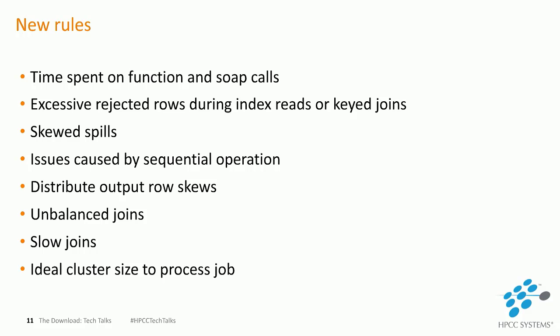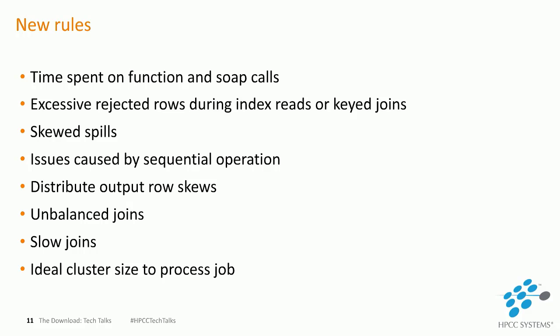There is a class of issues related to sequential operations. There are a few constructs in ECL that are sequential by nature: choose n, project with counter, iterate, and sample. Now, if you use, for example, choose n with a particular value on a data set with a certain number of rows, it's not always clear that it's sequential.